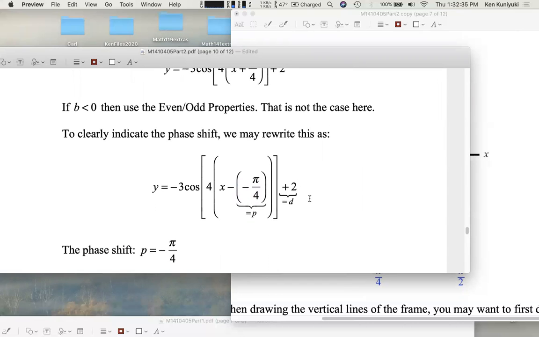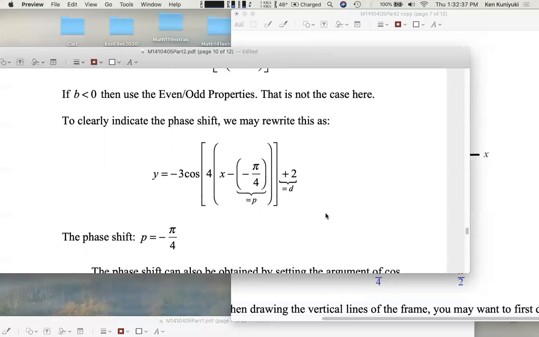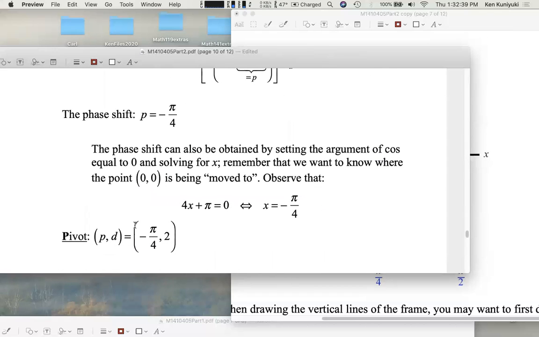D, we just pick up here, the plus 2. So the pivot, P comma D, is at negative pi over 4 comma 2. That's where the origin is moved to. It's at the left center of our frame.